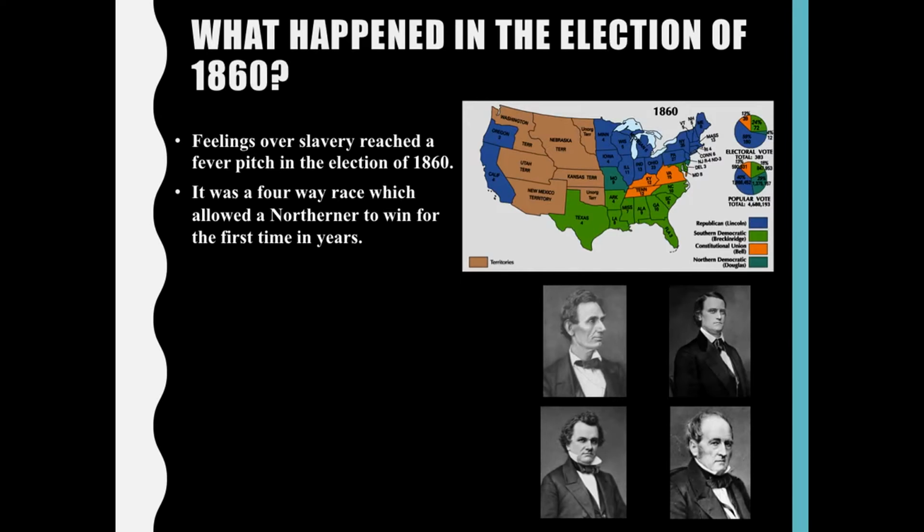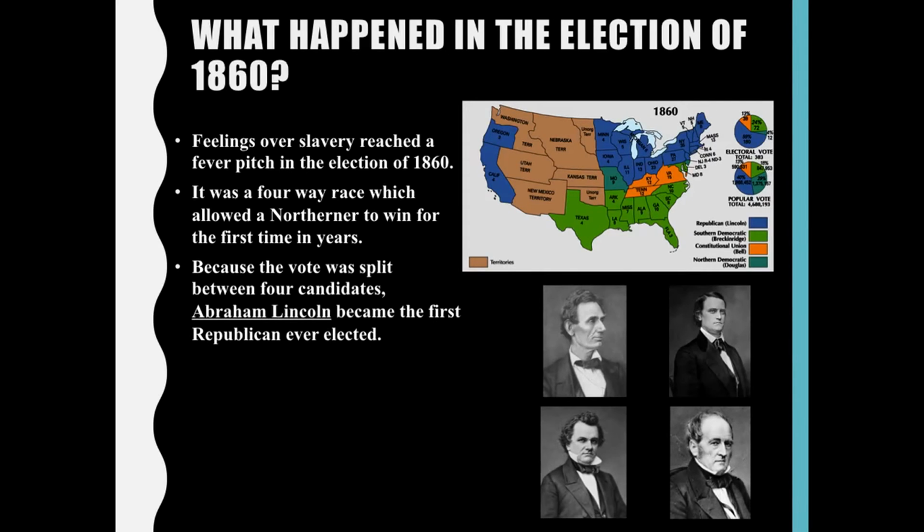One of the reasons the South had stayed in the Union is because they were successful in electing presidents from the South who would look out for Southern interests. This time, it didn't work out that way. Because the vote was split between 4 different candidates, Abraham Lincoln was able to become the first Republican ever elected president, and he was able to win a majority in the Electoral College, winning only states in the North, which had larger populations, and Oregon and California also voted for Abraham Lincoln.